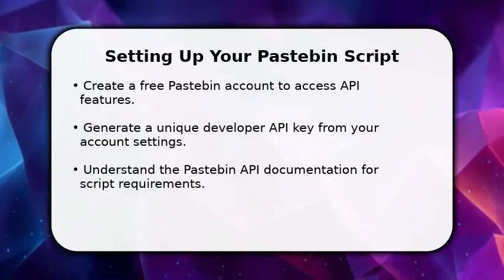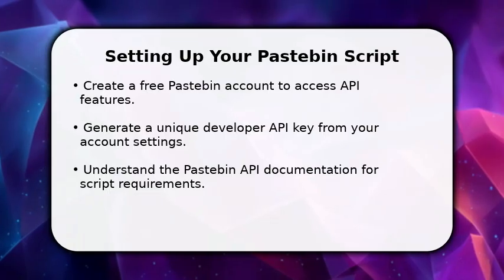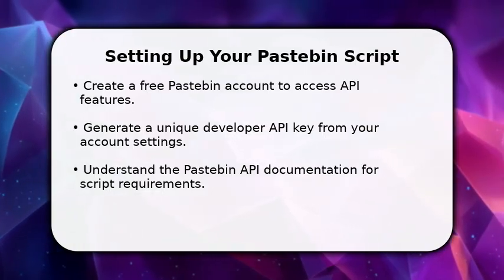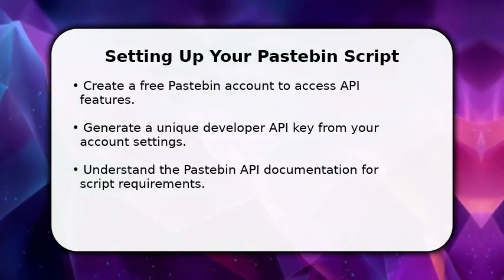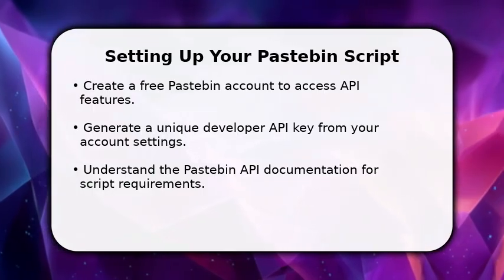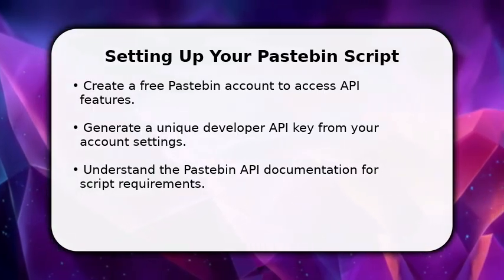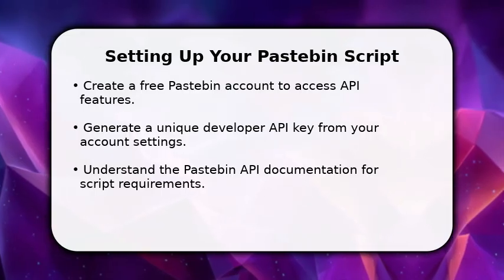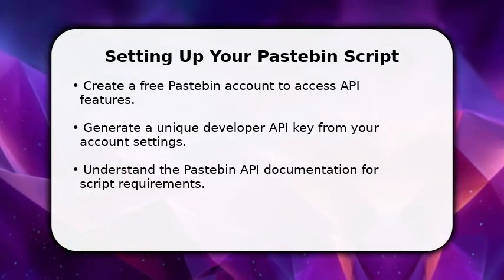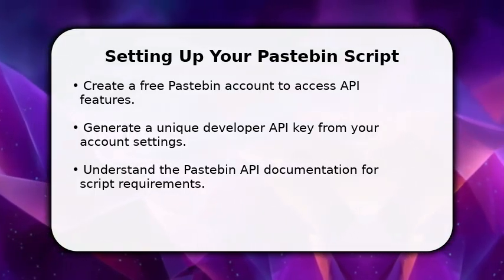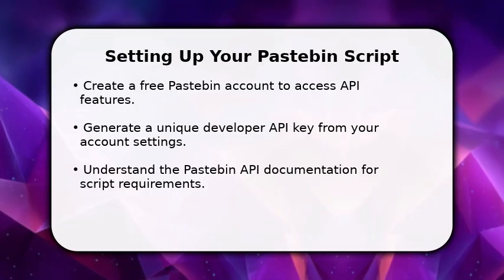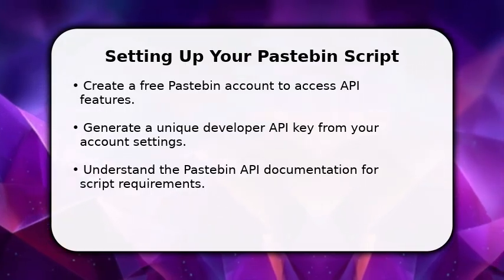In this video, I will explain how to set up a Pastebin script. First, you will need to create a free Pastebin account. This account grants you access to the developer API. Once registered, navigate to your account settings to generate your unique developer API key. This key is essential for authenticating all your script's requests to the Pastebin service.